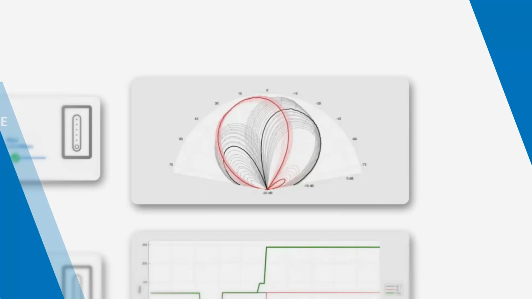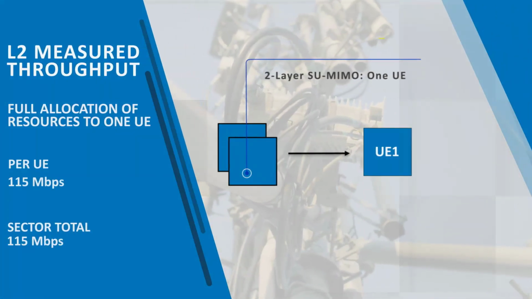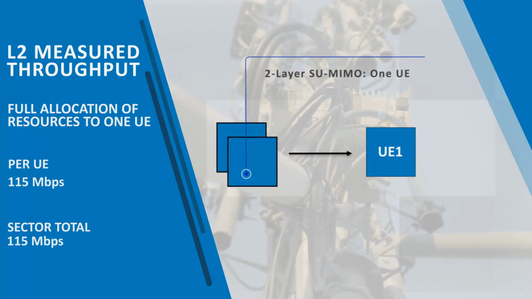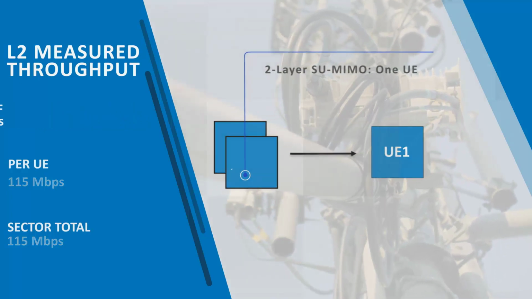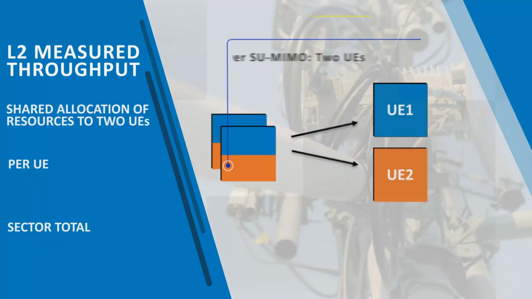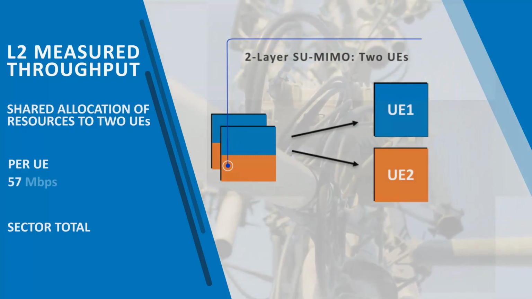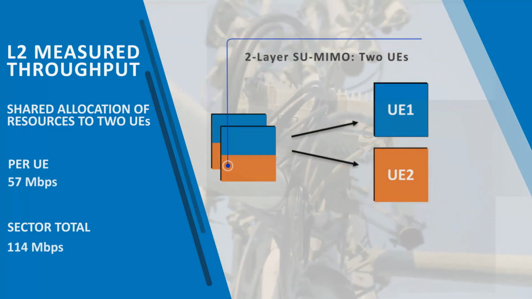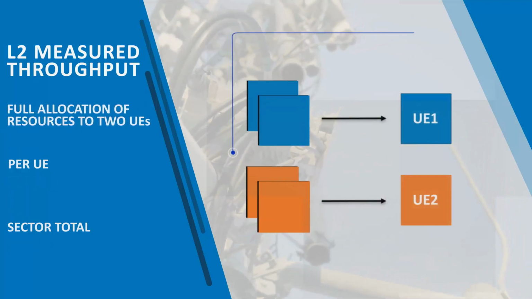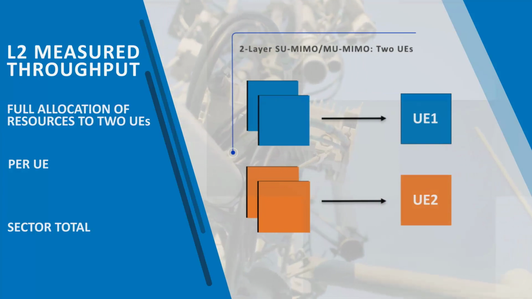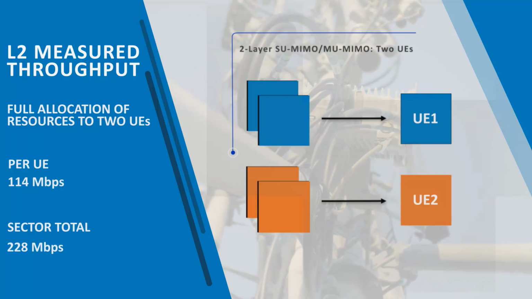For the first scenario with full allocation of resources to a single UE, the UE measured 115 megabits per second, which is also the sector total throughput. For the second scenario, with shared allocation of resources to two UEs, each UE measures 57 megabits per second for a sector total throughput of 114 megabits per second. For the third scenario, with the full allocation of resources to two UEs using MU-MIMO, each UE measures 114 megabits per second for a sector total of 228 megabits per second.